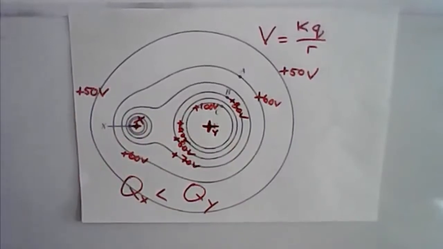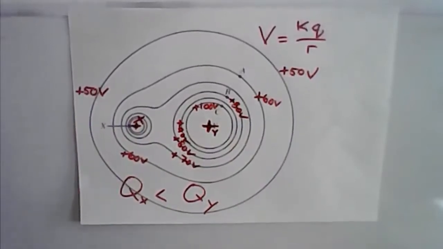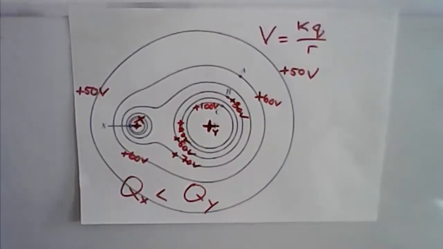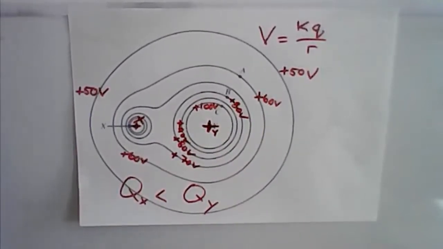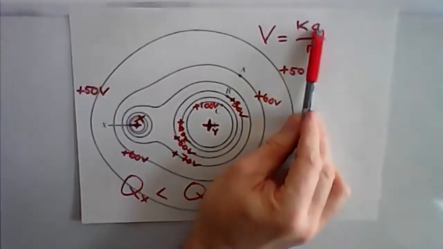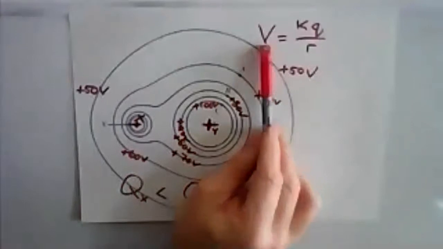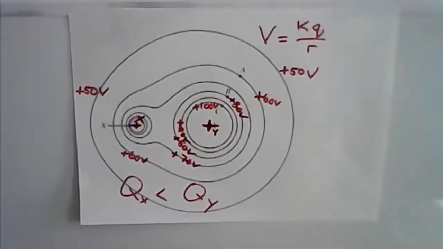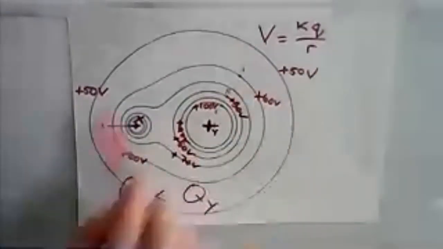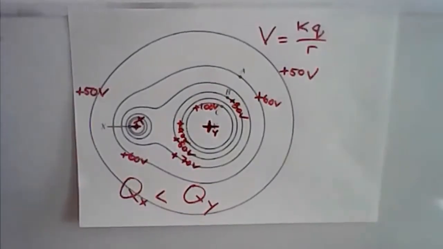So for a qualitative analysis, we can just say, okay, charge Y is creating an equivalent potential at a bigger distance because R is bigger. That means Q has to be bigger to create the same potential. Okay, now they're going to take this question and reach back to mechanics.